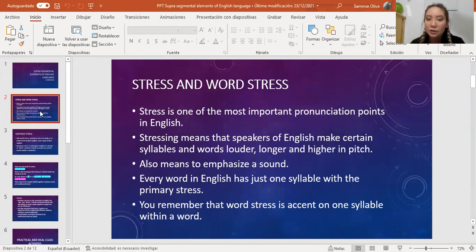Every word in English has just one syllable with the primary stress. You remember that word stress is accent on one syllable within a word.